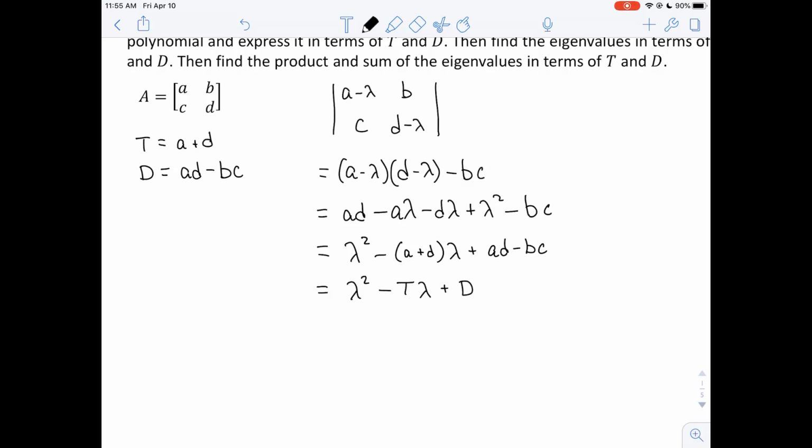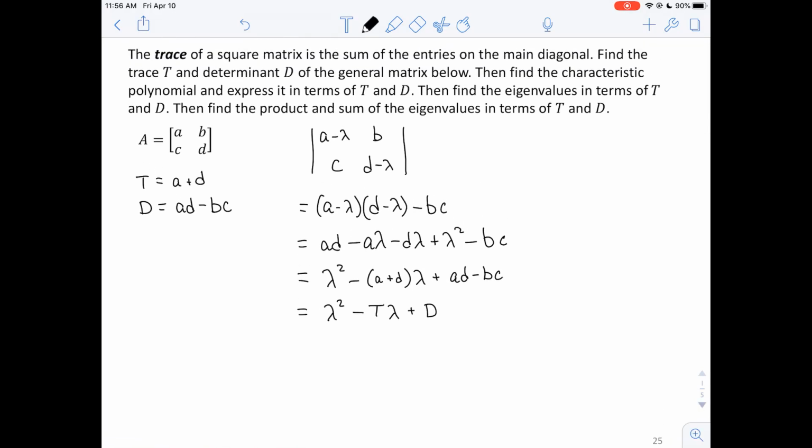So here's our characteristic polynomial in terms of trace and determinant, and it turns out this is always the case. So we could have been using this shortcut all along to find the characteristic polynomial of a 2 by 2 matrix. Just do lambda squared minus the trace of the matrix, so just the a plus d to get that number, and then plus the determinant of that matrix.